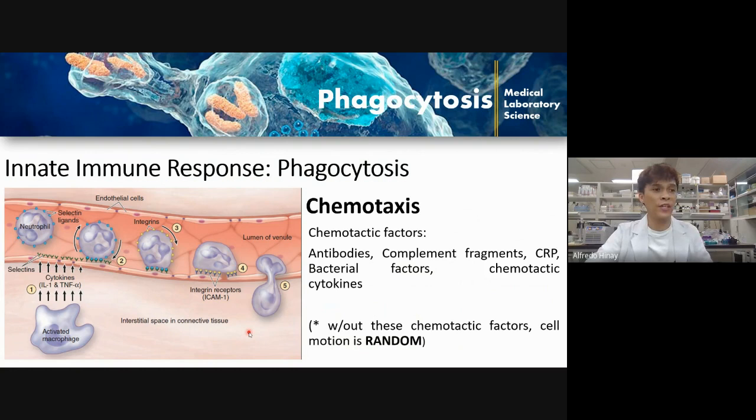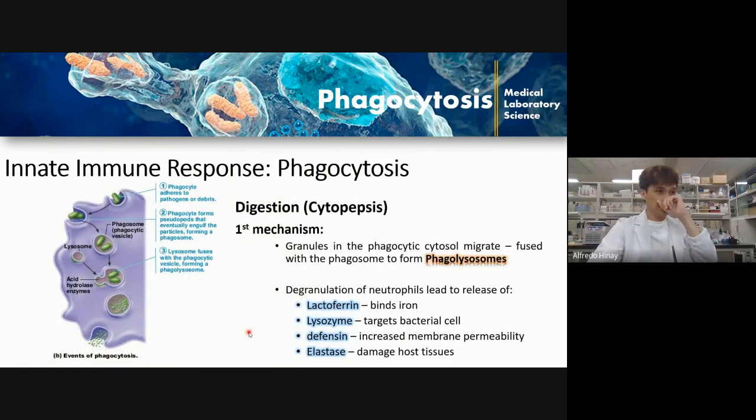So again, examples of chemotaxins are antibodies, complement fragments, CPRs, bacterial factors, and chemotactic cytokines. As I mentioned, your chemotaxins will serve as the communication molecules for cell-to-cell talk. How do they communicate? It is due to your chemotaxins and the chemotaxis process. Therefore, class, if we remove chemotaxis, the cells become random. They don't know where they are going. So your chemotaxin with your chemotaxis is very crucial for cell-to-cell interaction.